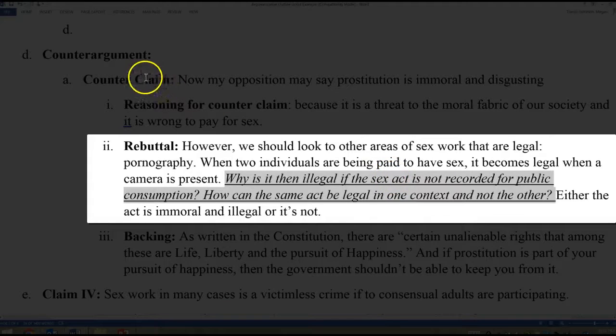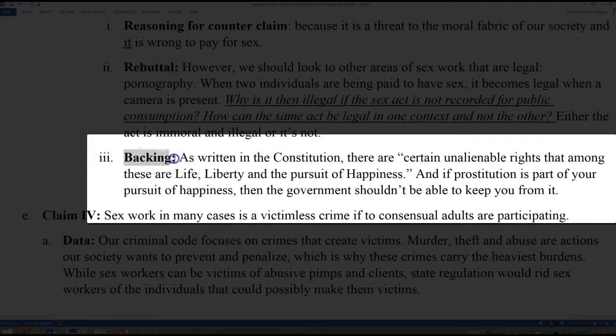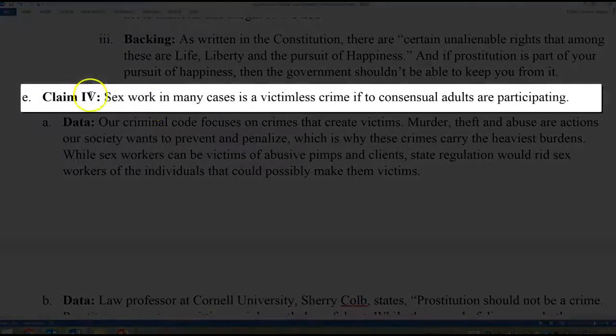Also keep in mind I'm labeling all these things, the reason, the rebuttal. You don't have to label them in the way in which I'm doing it. I'm just really trying to make it clear for you what all these steps are. And then backing, so she is adding something additional after the rebuttal. So here is an actual source utilizing the Constitution. She then moves on to her 4th claim.